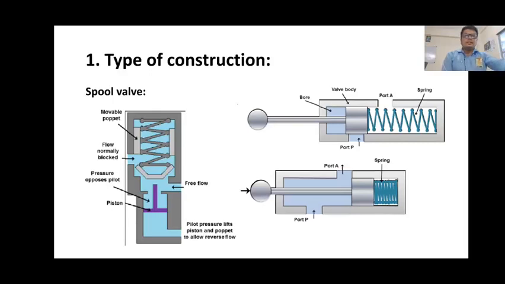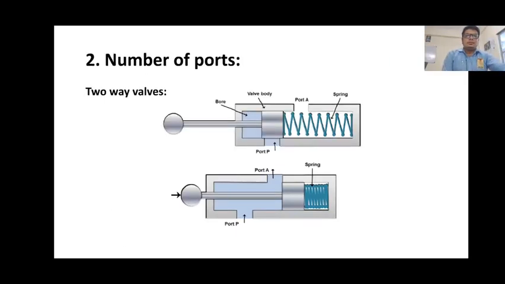Then second is the classification of valve based on the number of ports. So first it is classified as the two-way port. You can see from these two figures, the two-way valves are having only two ports. These valves are also known as on-off valves because they allow the fluid flow only in one direction.